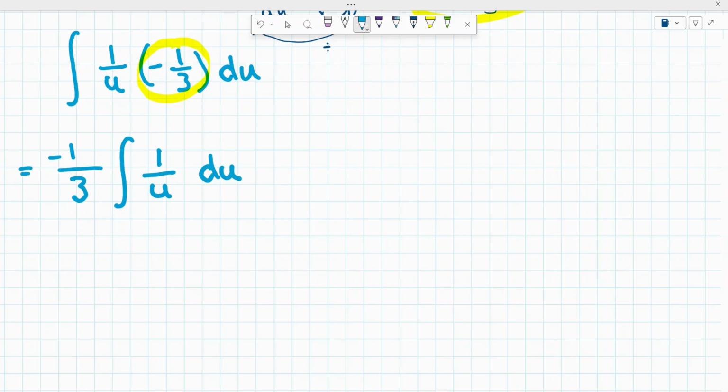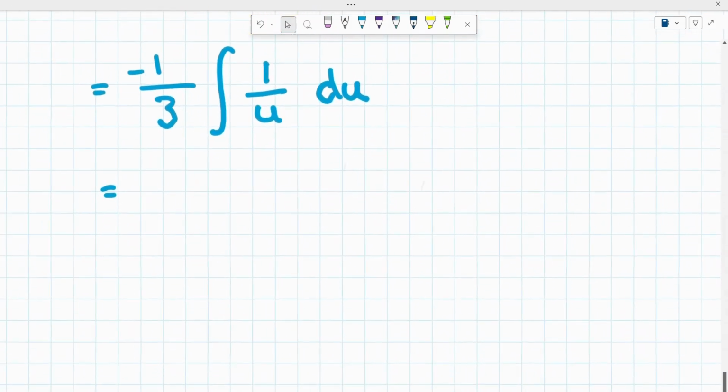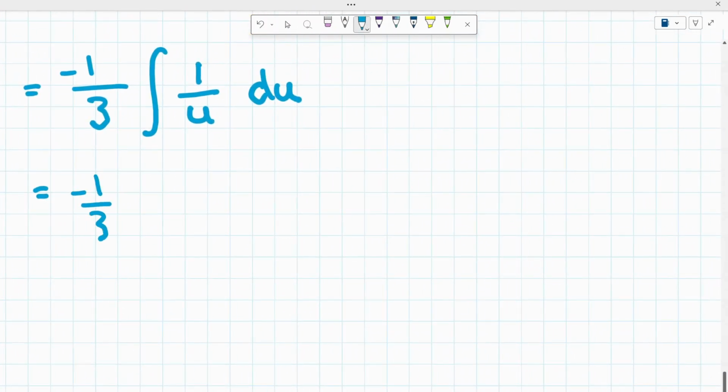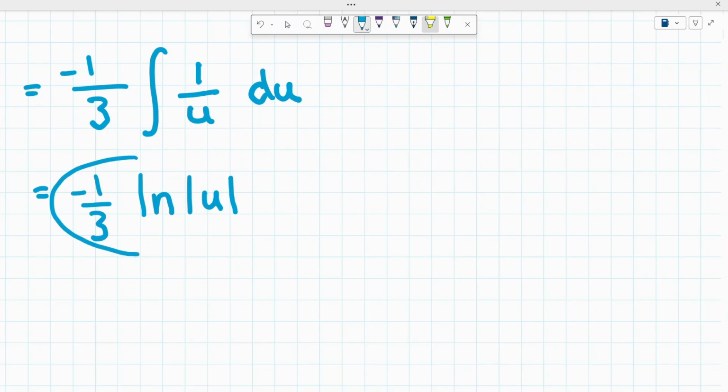So this over here is just simply going to equal, we keep our negative 1 over 3 on the outside, and the integral of 1 over u is ln absolute value of u. Okay, so we've got this, and we'll just leave this here for a second while we go and tackle the integral on our other side.